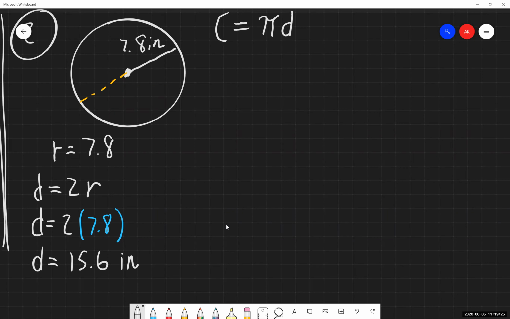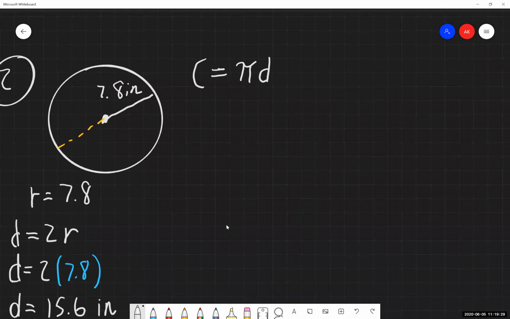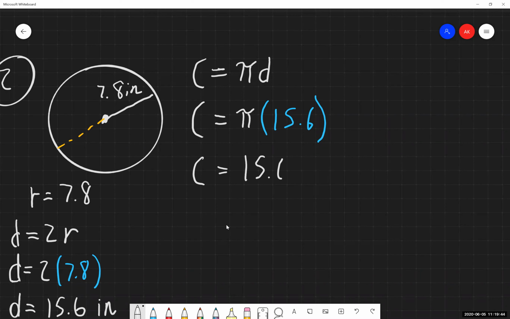So now that I know the diameter of this circle, I can plug that into my general equation and solve this thing. So my circumference is equal to pi times 15.6. Okay. And then, as again, we're going to come back to it, we would plug 15.6 times pi into our calculator and round accordingly.